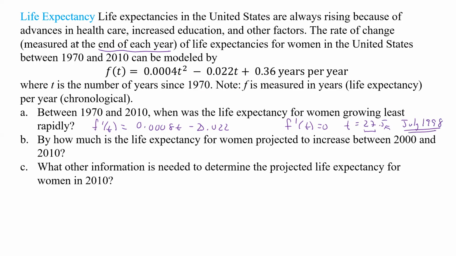Because again, it says it's the end of the year. So I'm assuming that half would be the end of the month. So half of the year is 6 months. So I would say around July of 1998. You could say mid 1998 as well, but I would say that would be a good option there. All right. So by how much is the life expectancy for women projected to increase between 2000 and 2010?